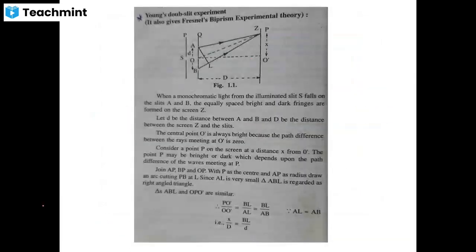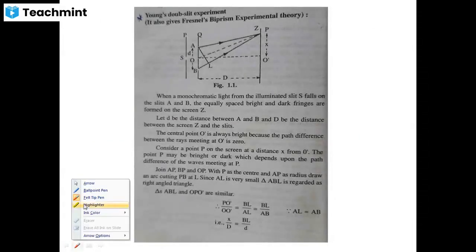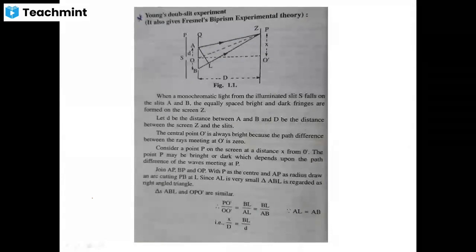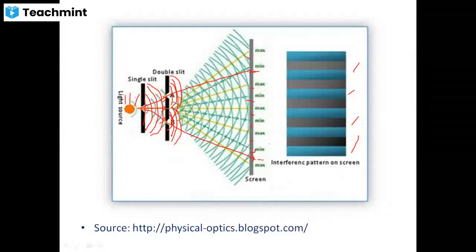Right. Now, what we are going to discuss today is how to obtain an expression for what is called fringe width. What do you mean by fringe width? Here, if this is one bright band and this is another bright band, you take the middle of this band and the middle of this band. What is the distance between these two bright bands? The distance between these two consecutive bands, we call it fringe width.